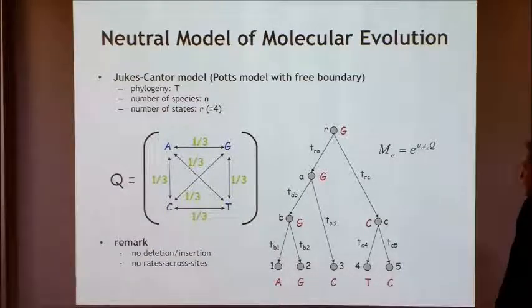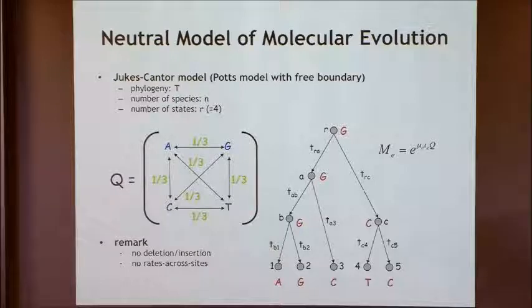Okay, so what I'll need to turn this into a statistical problem is a model of how DNA evolves on an evolutionary tree. This is maybe the simplest one, called the Jukes-Cantor model.